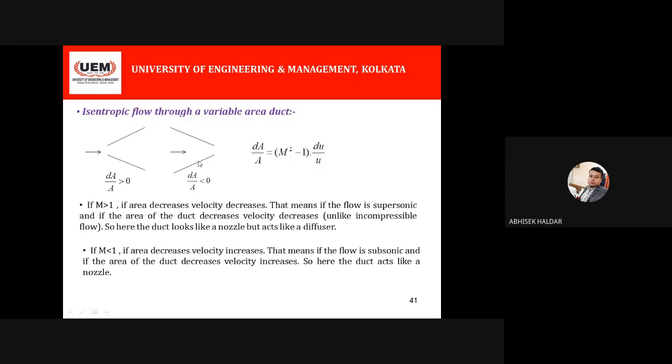That means the same duct may act like a nozzle or the same duct may act like a diffuser, depending on what? Depending on the value of Mach number. If I am having supersonic flow, then this converging duct will act like a diffuser. If I am having a subsonic flow, that means M less than 1, this same convergent duct would act like a nozzle. Very, very important concept.